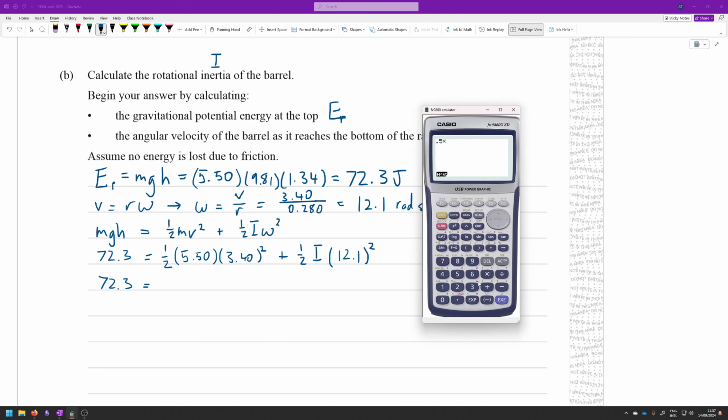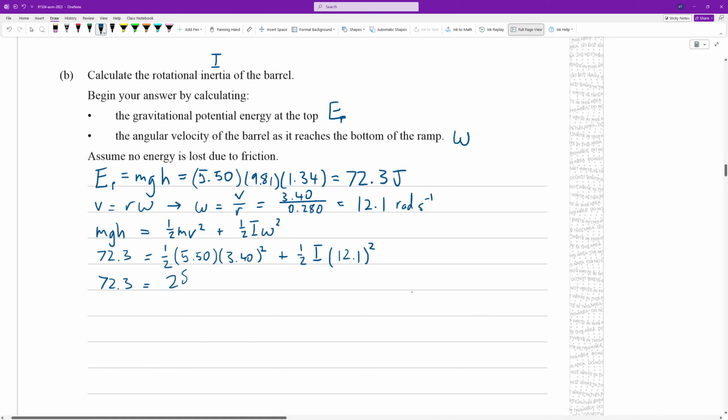So 0.5 times 5.5 times 3.4 squared, 28.9. And it is good to show this intermediate step, because I've just shown the linear kinetic energy, which is actually a merit point. So if we stuffed up the final answer, but we showed this intermediate answer, we can still get good credit for it.